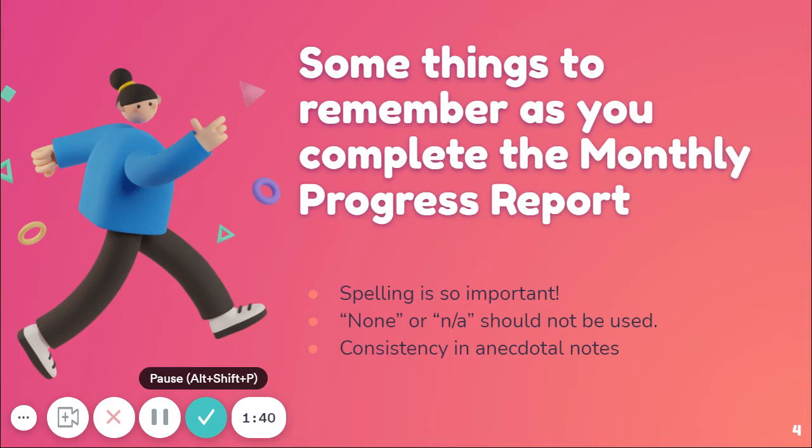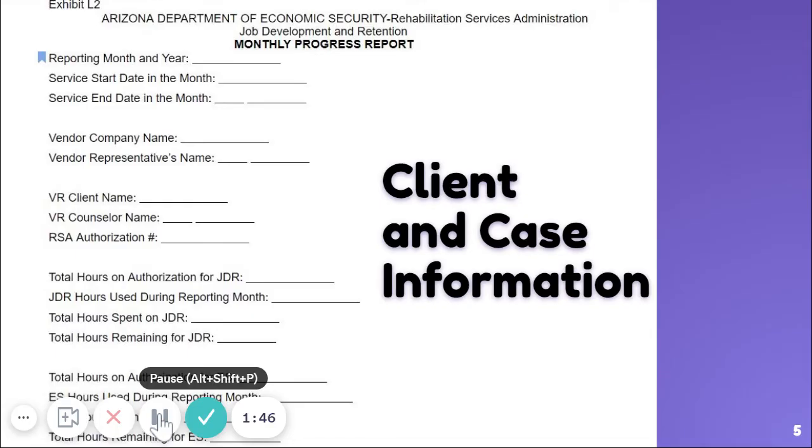Completing paperwork is a tedious process, but the good news is that you only have to complete this form once a month. The first section is the client and case information. Some of this information can be found in the client service plan. You reviewed Elvis's client service plan in microlearning module number 9.